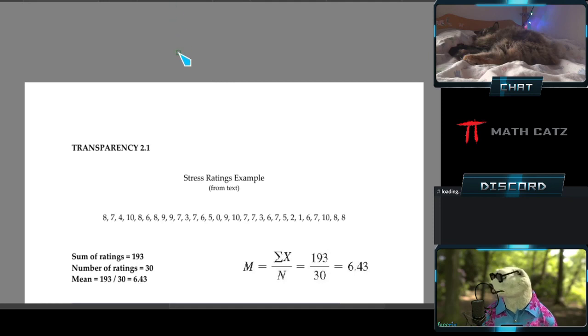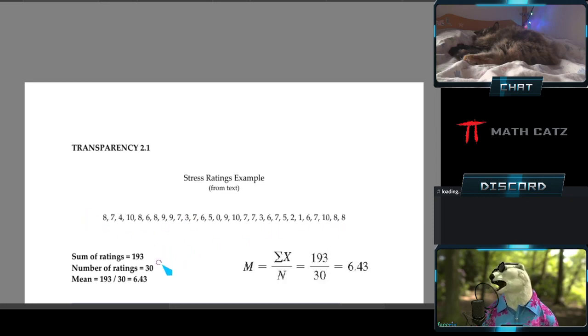So let's look at an example where people's stress ratings were collected. They were asked some questions on stress, and they got a stress rating. If I add all these up, I get an answer of 193. Now, of course, remember, we are actually going to do this by hand in part B of this topic. Right now, it's sort of done for me.